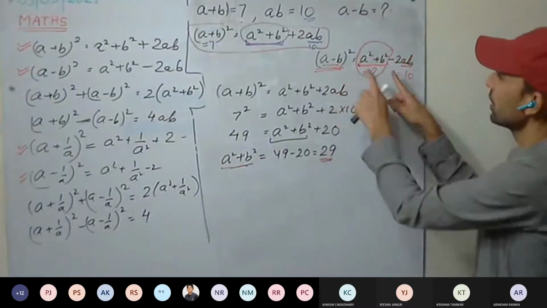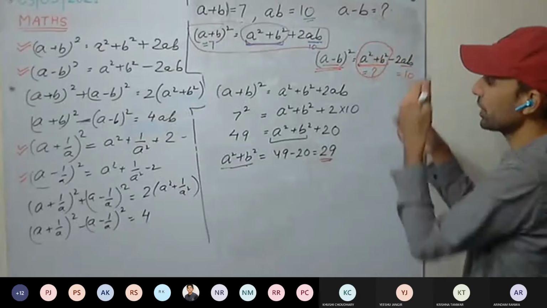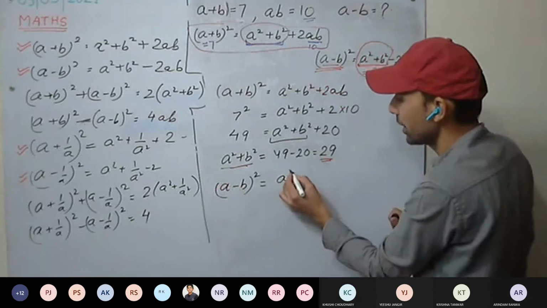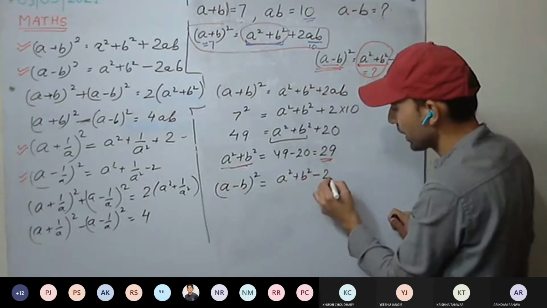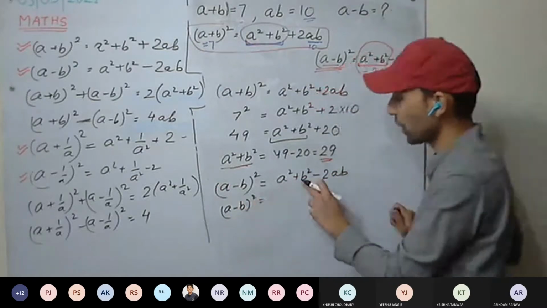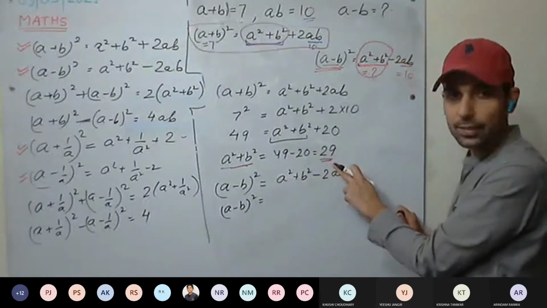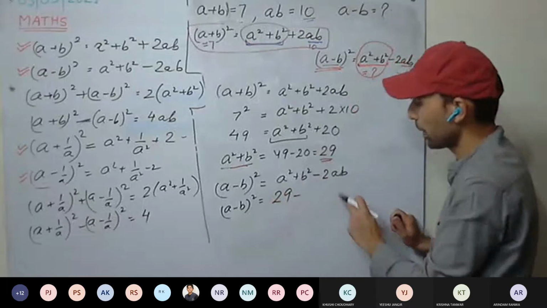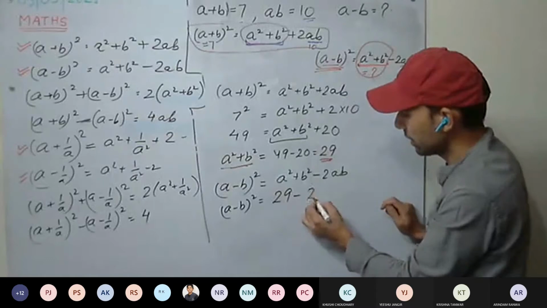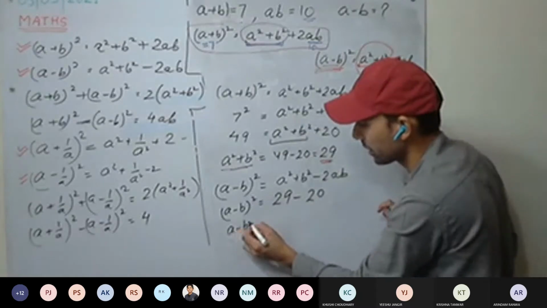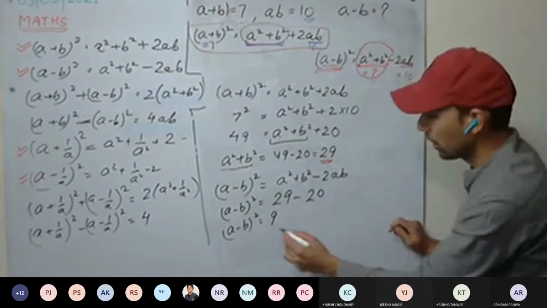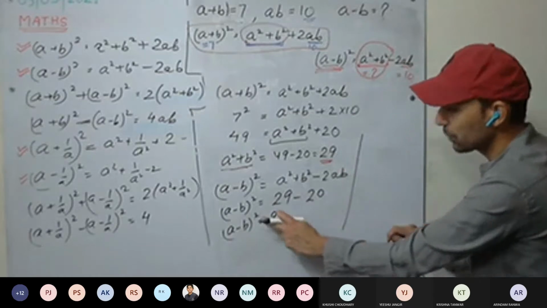Now its value we have calculated, so we can put it in this identity. What was the identity? (A minus B) the whole square equals A square plus B square minus 2AB. A square plus B square is 29, minus 2AB. AB is 10, 2 into 10 is 20. How much are we getting? 9. So what have we calculated? (A minus B) the whole square equals 9.